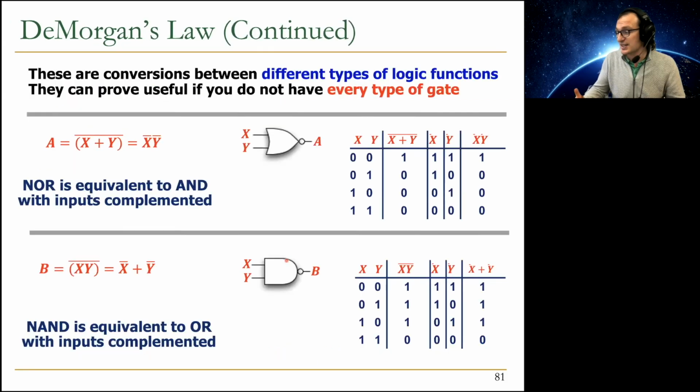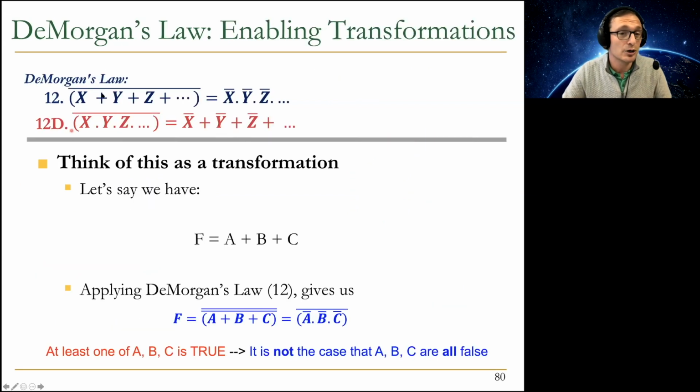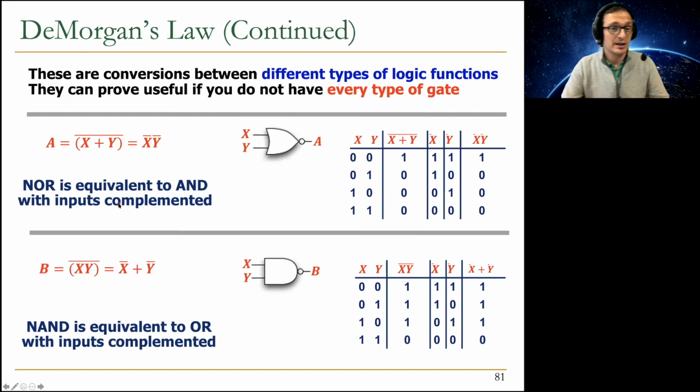So why is this interesting? This is interesting because now you can convert an OR gate to an AND gate, right? Over here, which is interesting. Or you can convert an AND gate to an OR gate over here, right? Okay, let's take a look at this. This depends on, for example, if you don't have every type of gate in your library, you do these conversions. Or if some gate is faster than some other gate, you do these conversions so that you can use the faster gate, right? Okay, so these conversions between different types of logic functions can prove useful if you don't have every other gate or you have some gate faster.